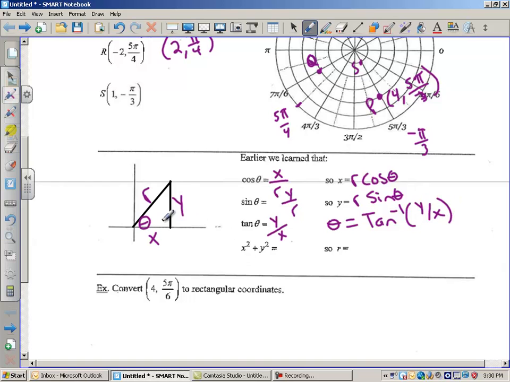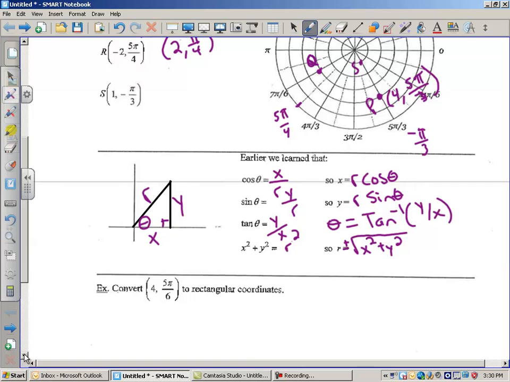And of course the Pythagorean theorem holds here in a right triangle, so x squared plus y squared equals r squared. So r is the square root of x squared plus y squared. I'm going to put a plus or minus here because r's can also be negative. So let's do a conversion.